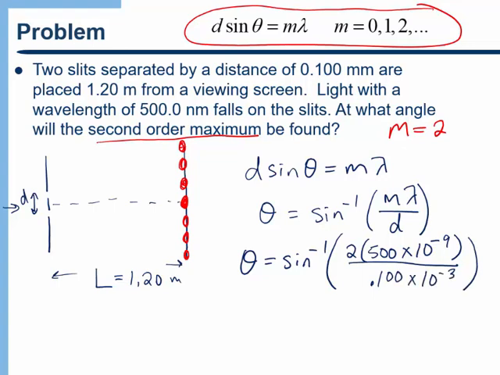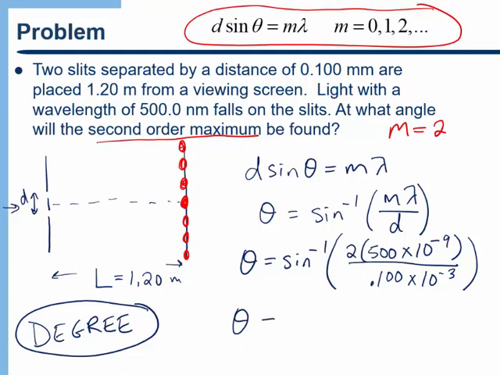The key thing is that when we take the inverse sine, we can't have any units in there. And so the key thing is lambda and d both have to be in the same units. I find it's easier just to always convert them both to meters. If you go ahead and calculate this, again, make sure your calculator is in degree mode. We actually want a degree answer. You should get 0.573 degrees. So that would be our answer. You'll notice that that angle is quite small. The dots are going to be very close together on the screen.